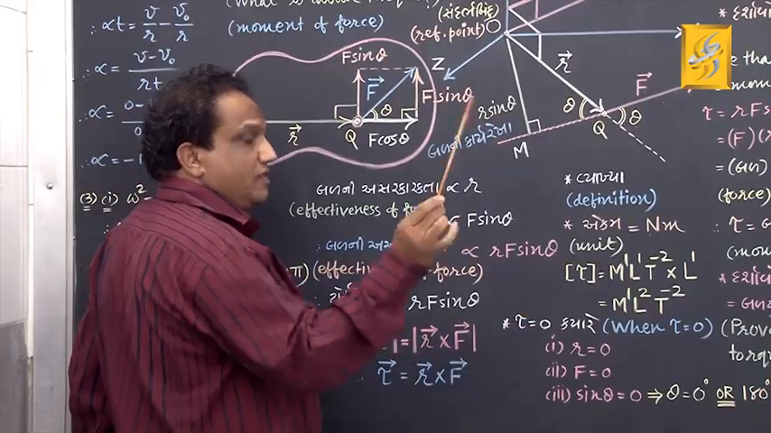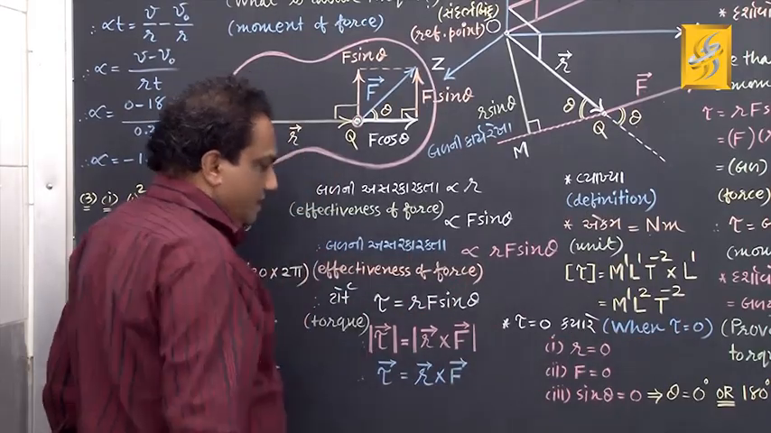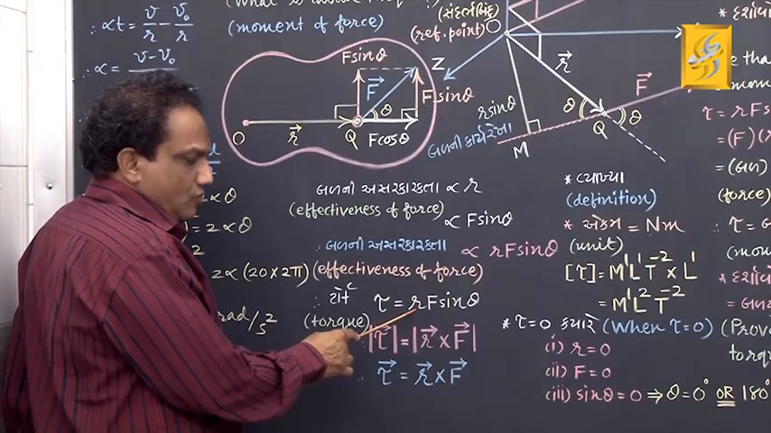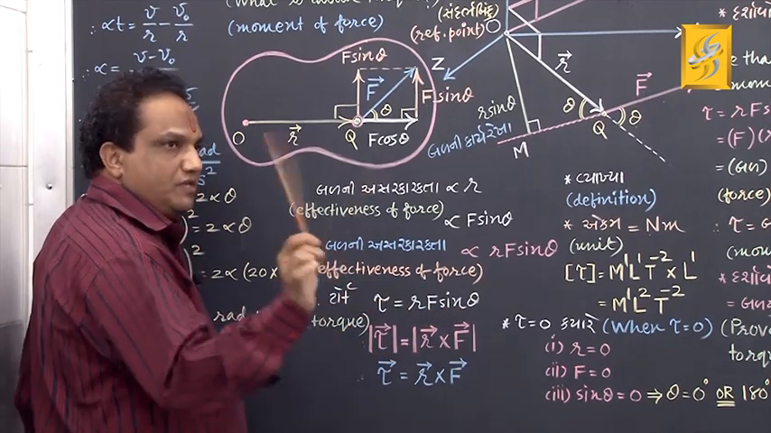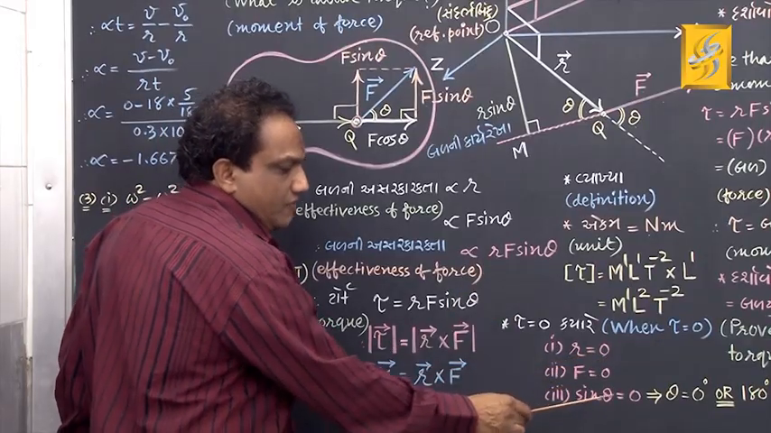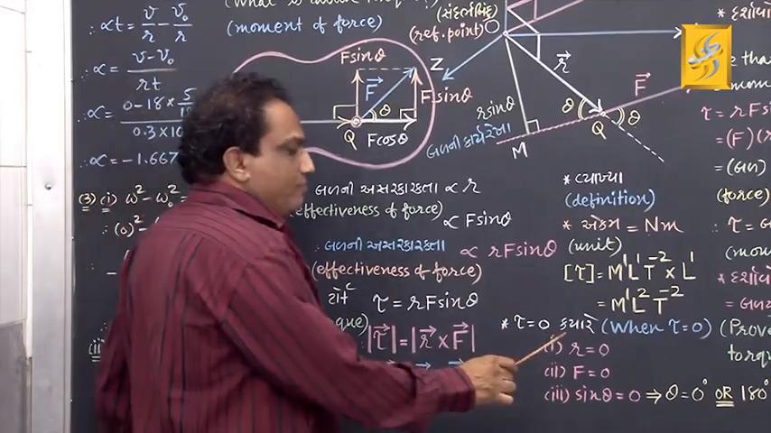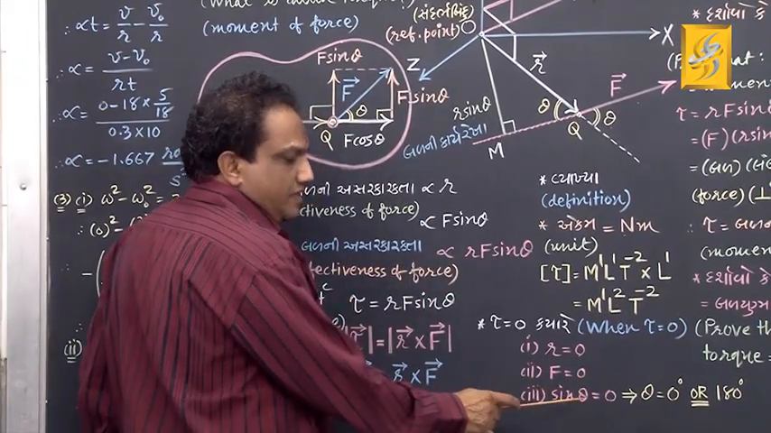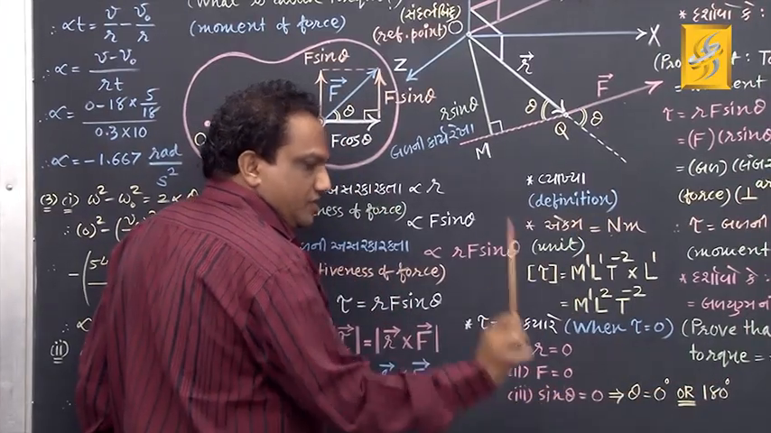Let us think about when the value of torque would be 0, when tau equals 0. Look at this formula. When this torque will be 0, either r equals 0 or f equals 0 or sin theta equals 0, naturally tau will be 0. But tell me, when will sin theta be 0? Sin theta will be 0 provided this theta is either 0 degree or 180 degrees. At that time sin theta will be 0.